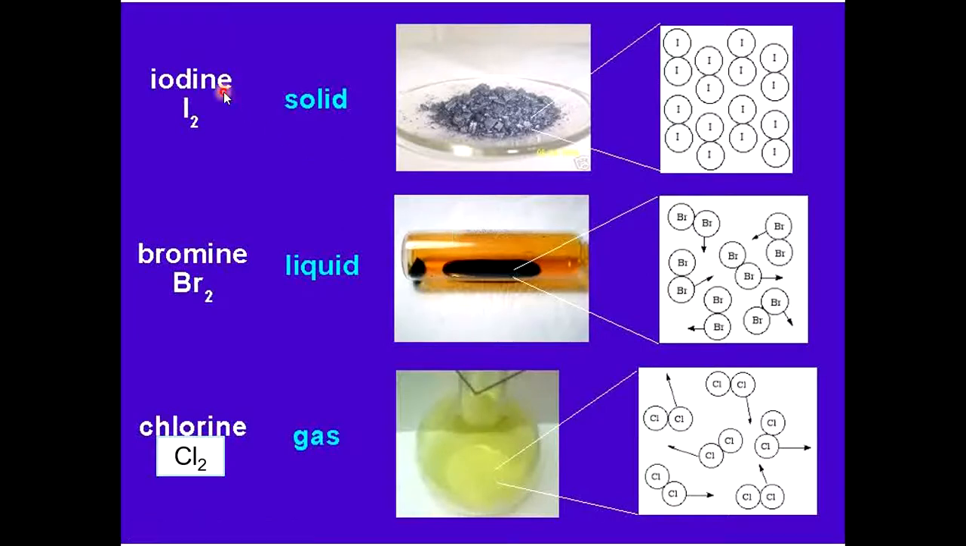At STP, iodine, bromine, and chlorine are diatomic molecules. Iodine is a solid, bromine is a liquid, and chlorine is a gas. So the molecules of iodine have stronger intramolecular forces than bromine, and the molecules of bromine have stronger intramolecular forces than chlorine. So why is that? This has to do with the size of the molecule. We will discuss later how the size of the molecule affects the strength of the intramolecular forces.